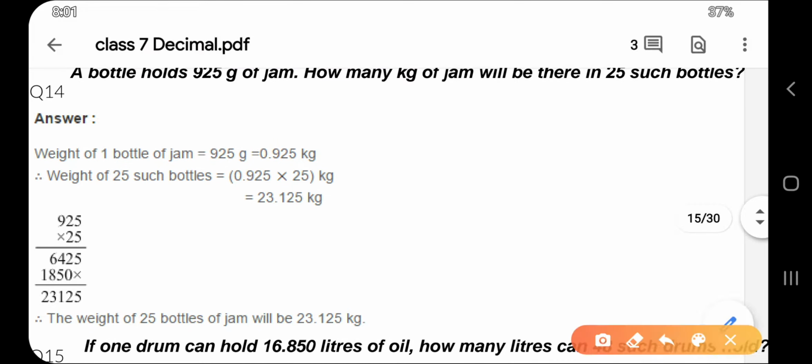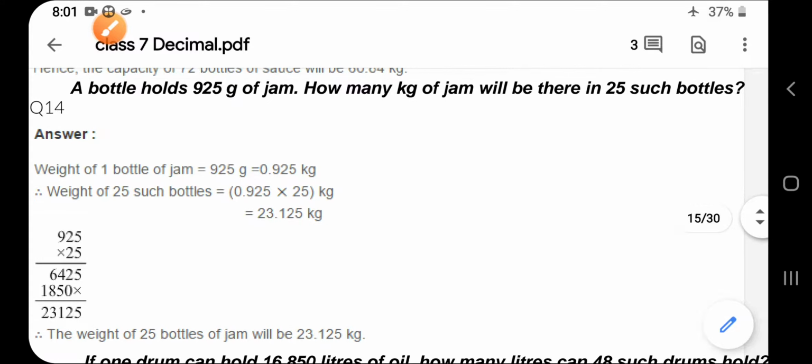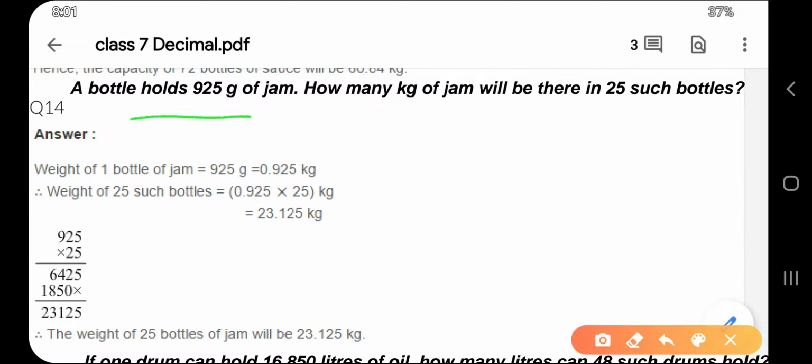Next question, question number 14. A bottle holds 925 gram of jam. How many kg of jam will be there in 25 such bottles? Simply, the weight of one bottle of jam is 925 gram, so for the weight of 25 such bottles, you just have to multiply. Remember, if you have not converted it into kg here, you can multiply and convert it in the end.